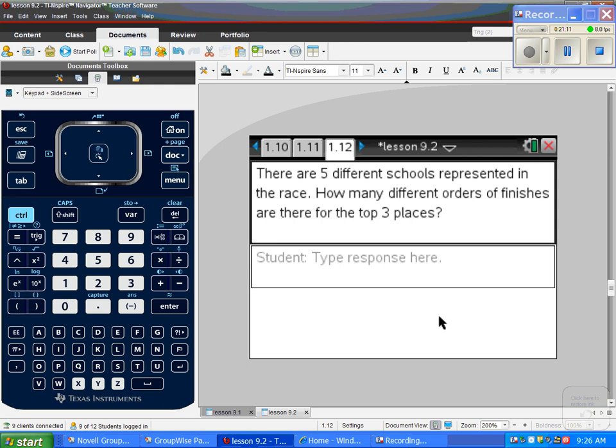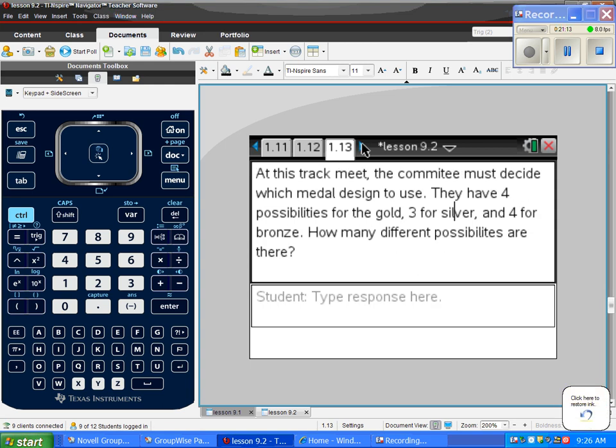All right. Let's try one more here. At the track meet, the committee must decide which medal design to use. 4 possibilities for gold, 3 possibilities for silver, 2 for bronze, or 4 for bronze. How many different possibilities are there? Do the same thing. Find the answer and write down why you chose the method that you chose to find the answer.